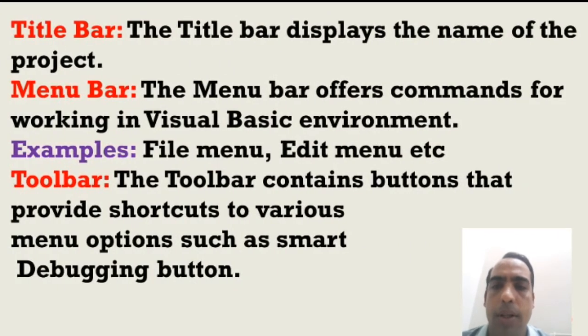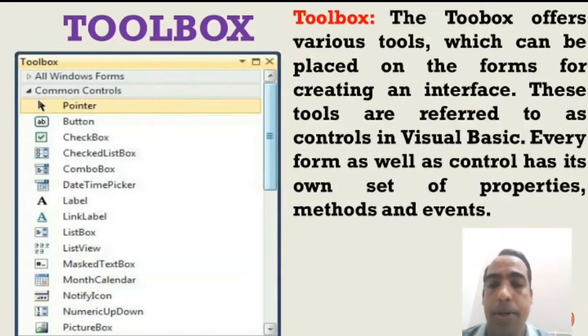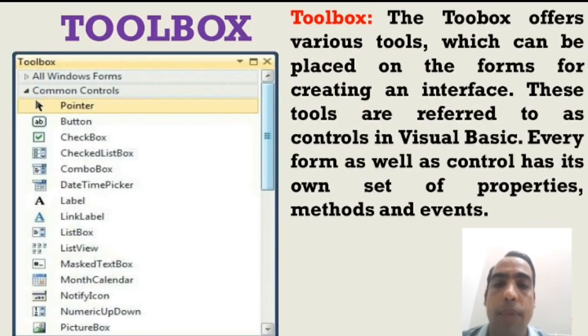Title bar. The title bar displays the name of project. Menu bar. The menu bar offers commands for working in Visual Basic environment. For example, file menu, edit menu, etc. Toolbar. The toolbar contains buttons that provides shortcut to various menu options such as a smart debugging button.